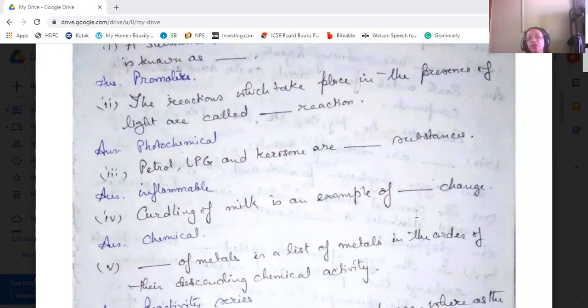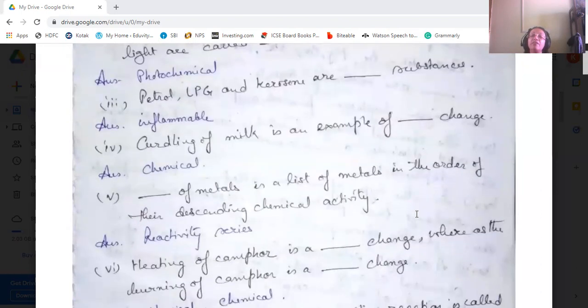Okay. Then dash of the metals in a list of metals is in the order of their descending chemical activity, that is the reactivity series of metals. Okay, see, the reactivity series of metals are the list of metals one by one in order of their descending chemical activity. Okay, as you go down the series, through the metal reactivity series, you will see that the chemical activity of these metals decreases. Okay.